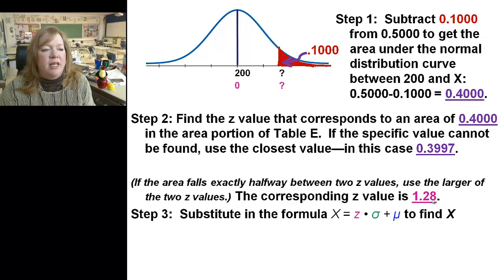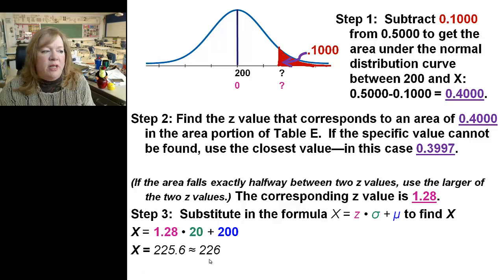So substituting into the formula, we'll put the 1.28 in for z, our standard deviation of 20, and our mean of 200. When we work that out, we get 226. So you have to score 226 on that test in order to score in the upper 10%. All right.